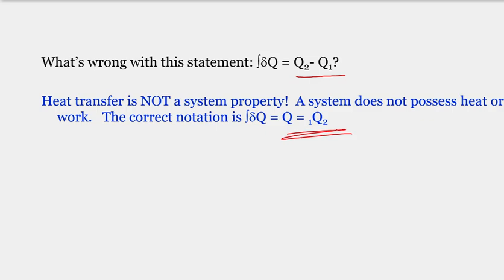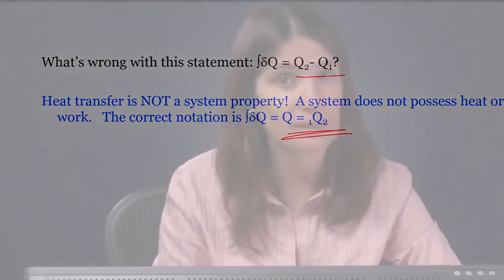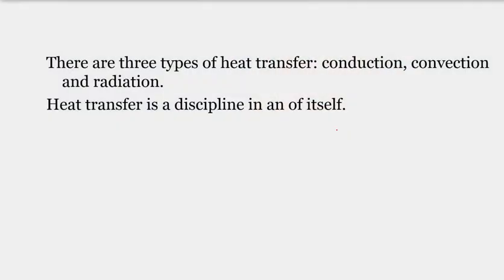And I never, ever want to see you write anything that has a Q with just a single subscript, because the implication is that you're defining the heat transfer at a state, and that would be incorrect. Okay, so there are 3 types of heat transfer: conduction, convection, and radiation. And like I said in the previous segment, heat transfer is a discipline in and of itself. We could spend 16 weeks discussing the details of each of these modes of heat transfer. So what I really just want to introduce you to today is that the heat transfer due to conduction is proportional to a temperature difference.